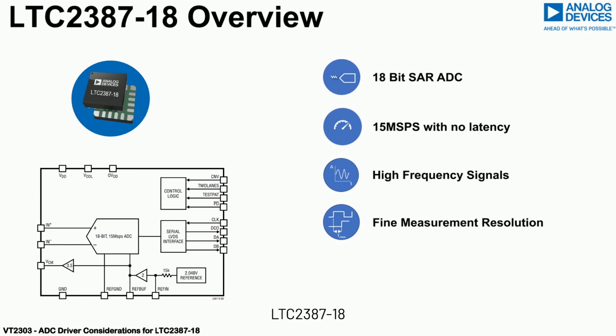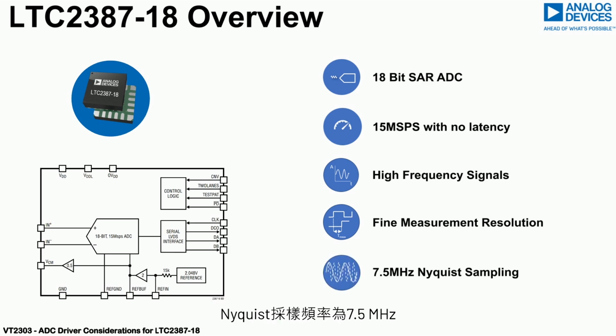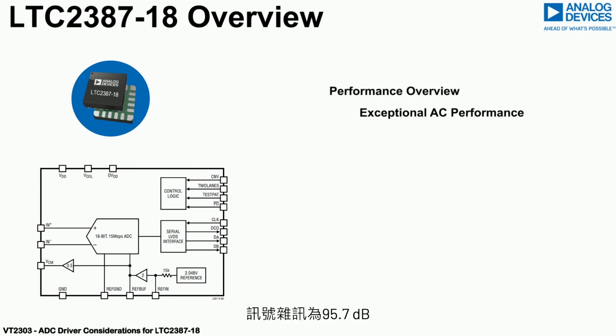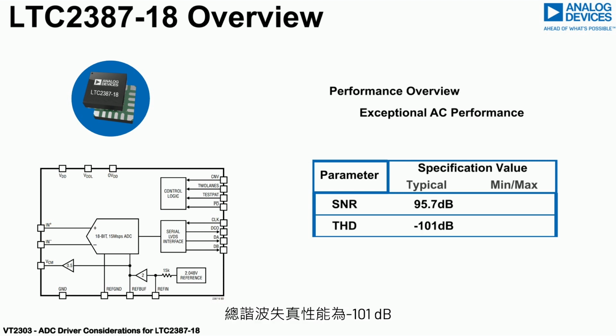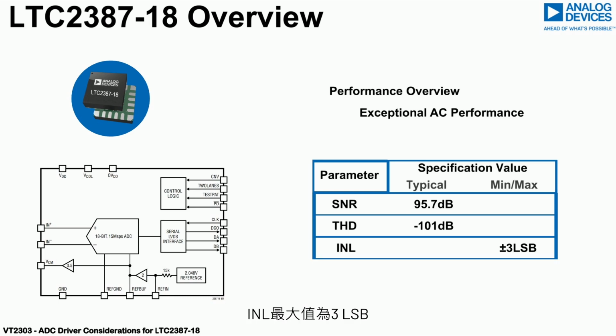The LTC2387-18 has Nyquist sampling up to 7.5 MHz. It delivers signal-to-noise ratio up to 95.7 dB and total harmonic distortion performance up to -101 dB, and specifies 3 LSB maximum INL performance.